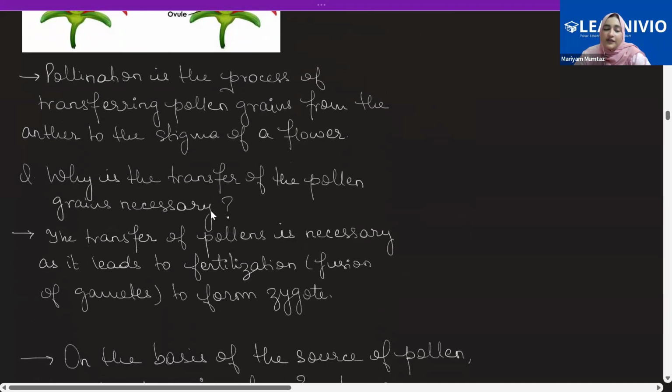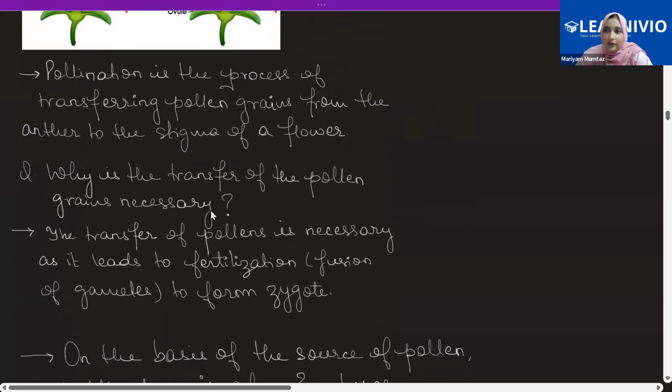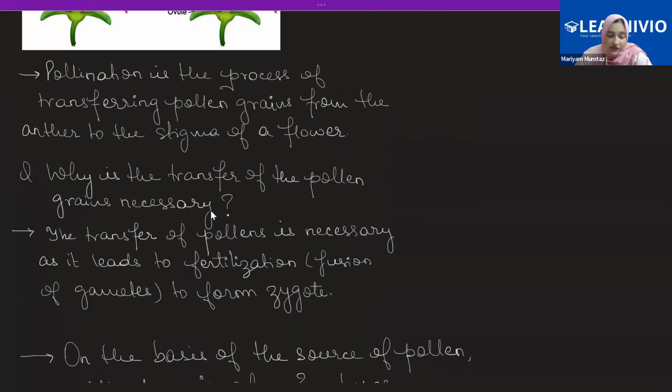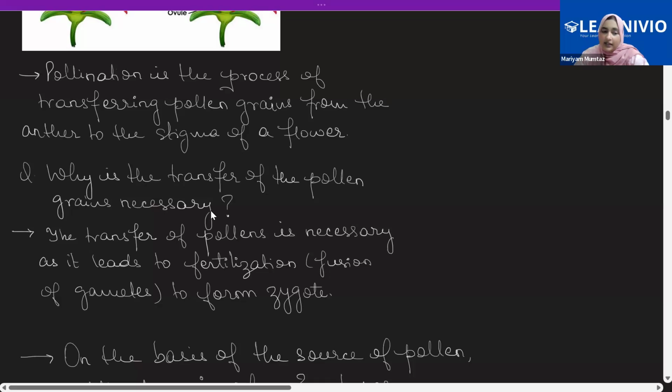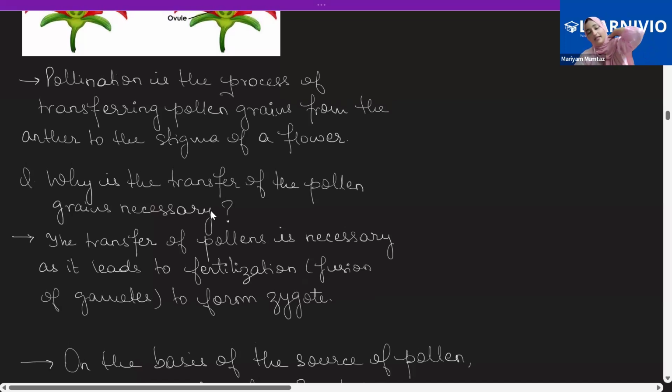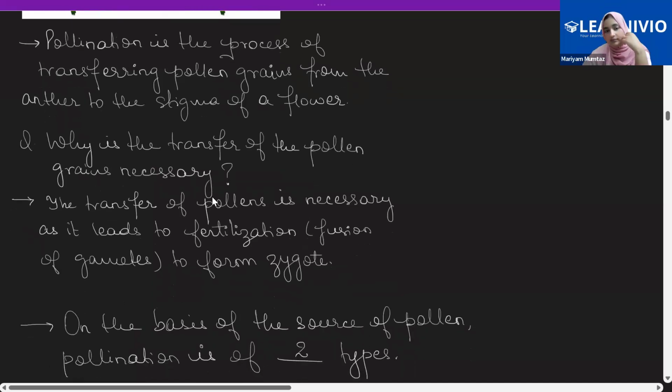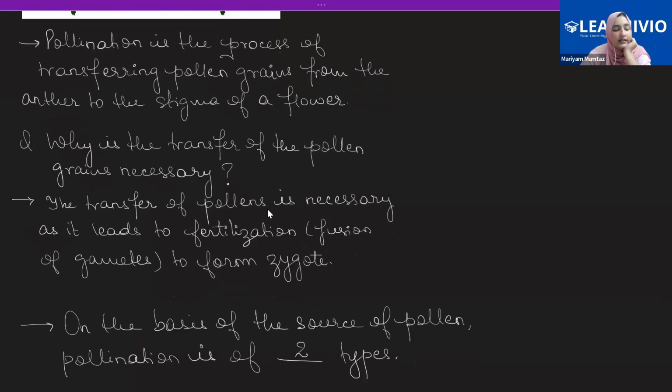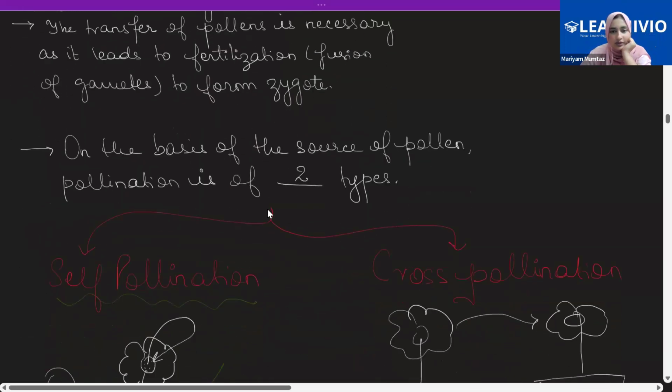Now, why is the transfer of pollen grains important? Like I told you, it is important because when the pollen grains are transferred, only then can they reach the female gamete in order to fertilize it. And when fertilization happens, only then will the zygote be formed, which will lead to the formation of the new individual. So that is why the transfer of pollen grain is very, very important.